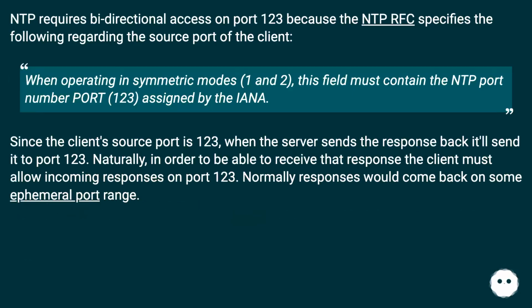NTP requires bidirectional access on port 123 because the NTP RFC specifies the following regarding the source port of the client: when operating in symmetric modes 1 and 2, this field must contain the NTP port number, port 123, assigned by the IANA. Since the client source port is 123, when the server sends the response back it will send it to port 123. Naturally, in order to be able to receive that response, the client must allow incoming responses on port 123. Normally responses would come back on some ephemeral port range.